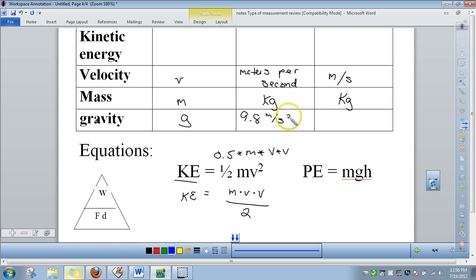Remember, gravity is a given number, so you will always be plugging 9.8 meters per second squared into that equation. It's always the same number. And the problem will not give that to you. You'll have to remember it's 3 items, mass times gravity times height, and gravity is always 9.8 meters per second squared. Okay. Let's move on to doing some practice problems.